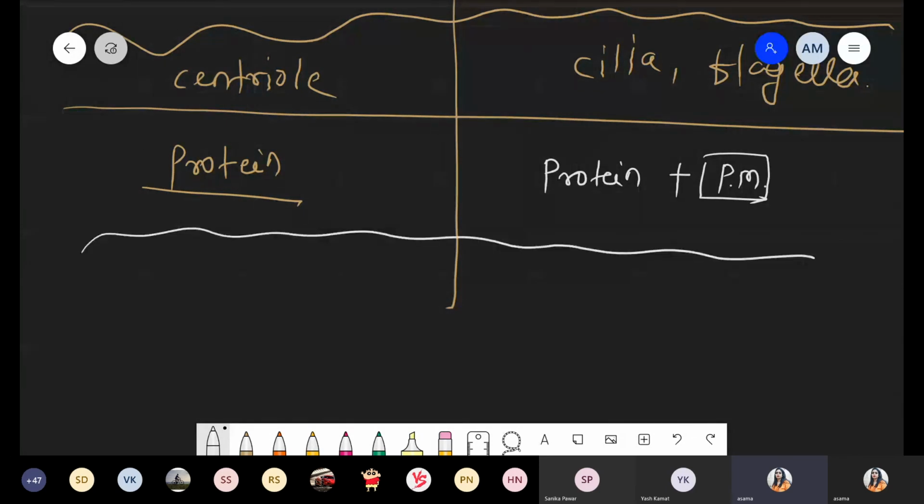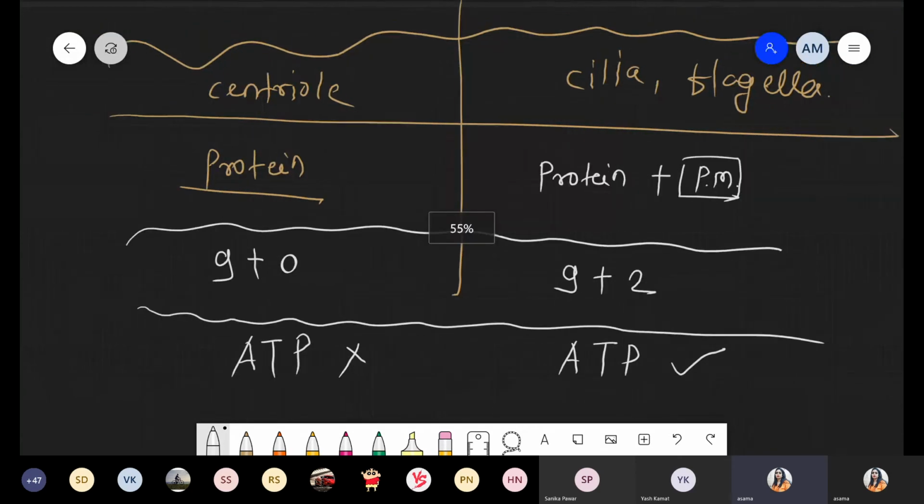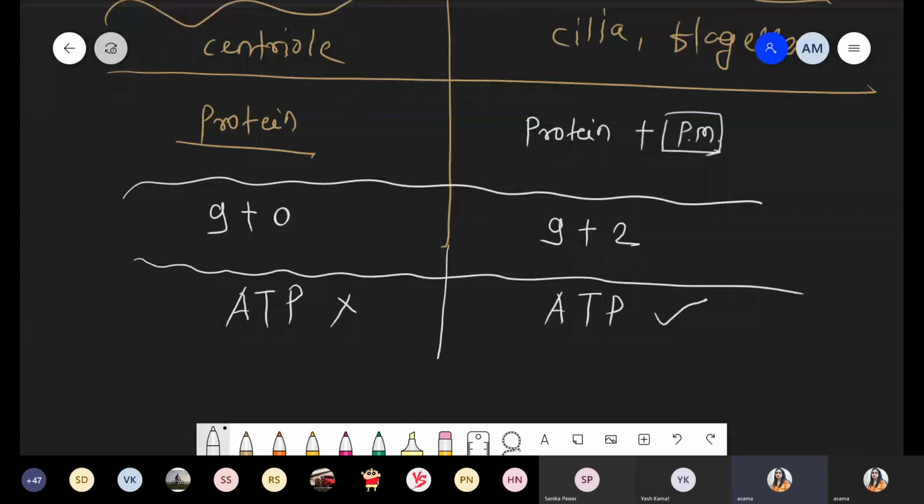Second part, with respect to arrangement, the centriole shows 9+0 arrangement, and cilia and flagella show 9+2 arrangement. Now there is no requirement of ATP in the centriole, but ATP is definitely required in cilia and the flagella. Got this point? This point is clear, everyone? These are the very basic differences between the centriole and the flagella.